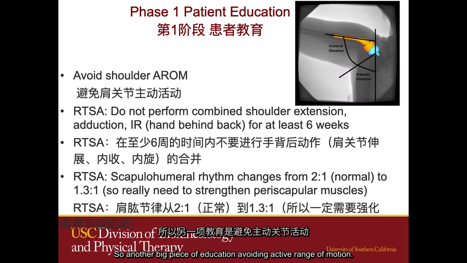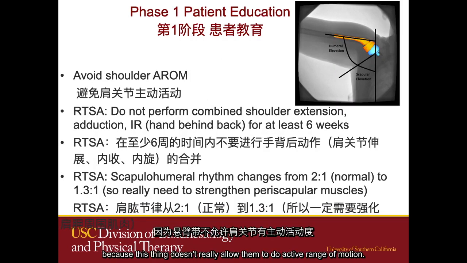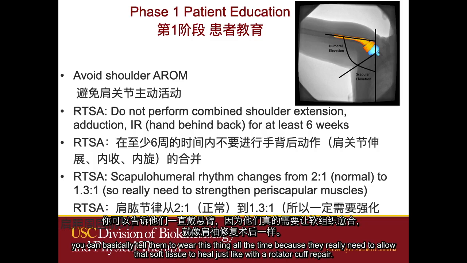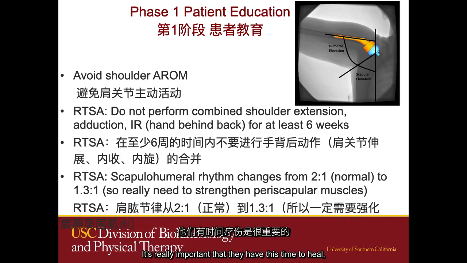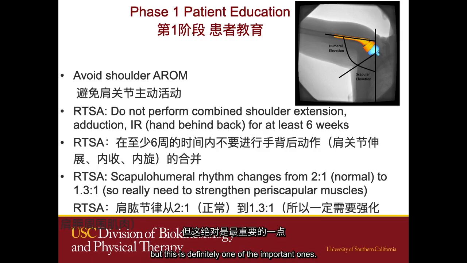Another big piece of education: avoiding active range of motion. That's why the sling is helpful, because the sling doesn't really allow them to do active range of motion. So if you're worried that the patient is moving it too much, you can tell them to wear the sling all the time because they really need to allow that soft tissue to heal. It's just like with a rotator cuff repair. It's really important that they have this time to heal. There are very few surgeries where we're really sticklers about making sure that they're not using active range of motion, but this is definitely one of the important ones.